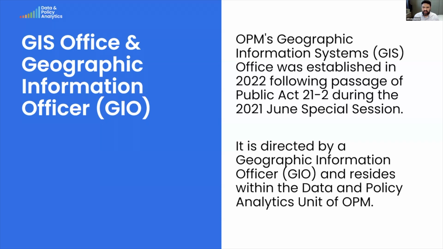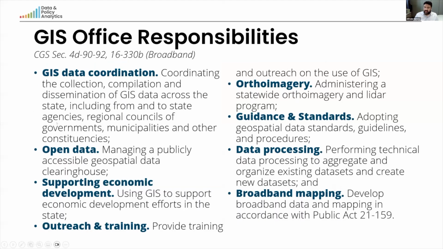We were created as part of Public Act 21-2 back in 2021, following the June special legislative session. That legislation created the GIS office and the GIO position, and placed it within the Office of Policy and Management, or OPM. As a result, we have responsibilities that we are required by statute to fulfill, not least of which is GIS data coordination, the responsibility for managing and publishing open data, supporting economic development throughout the state, performing outreach and training, which is one of the things that we are doing now, collecting, acquiring and coordinating on ortho imagery and elevation data, and producing guidance and standards.